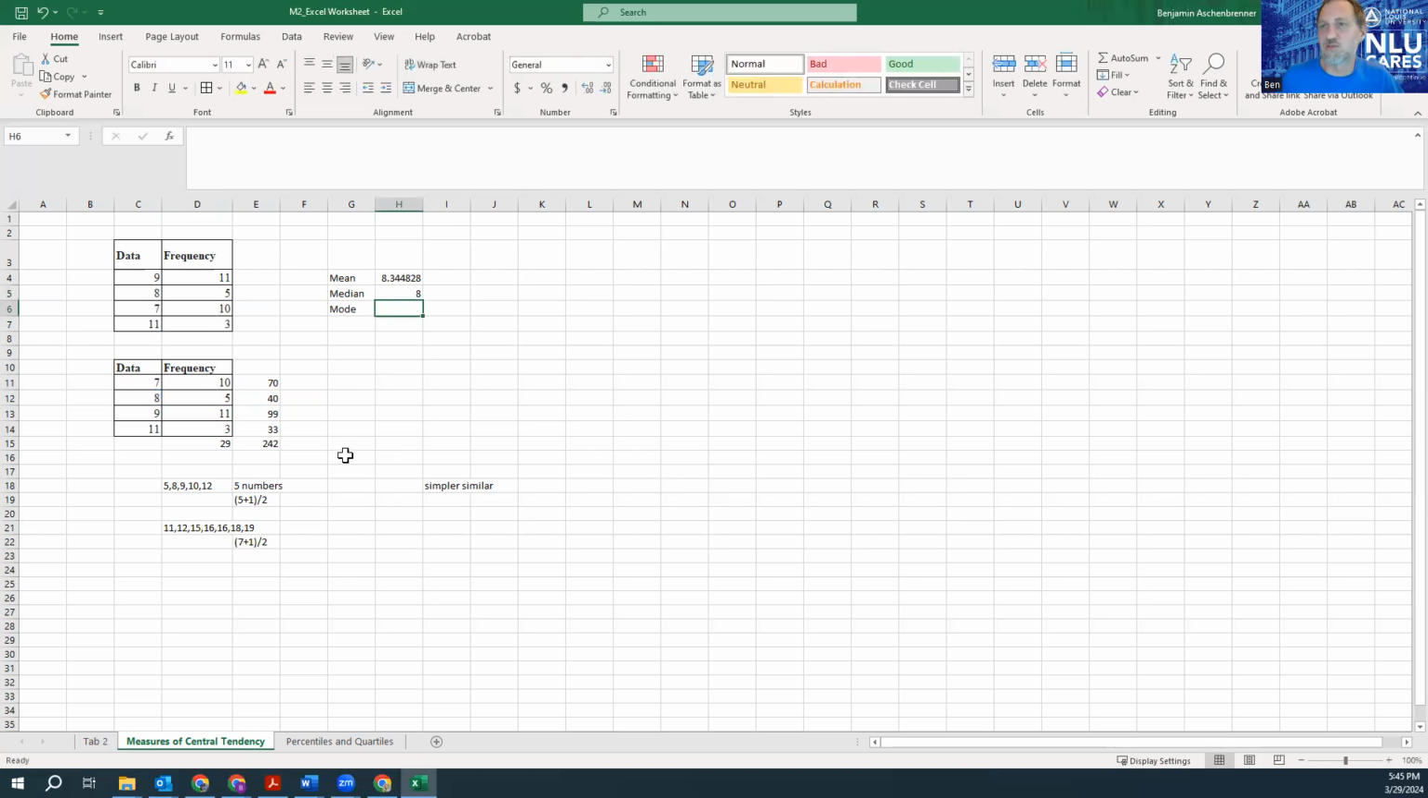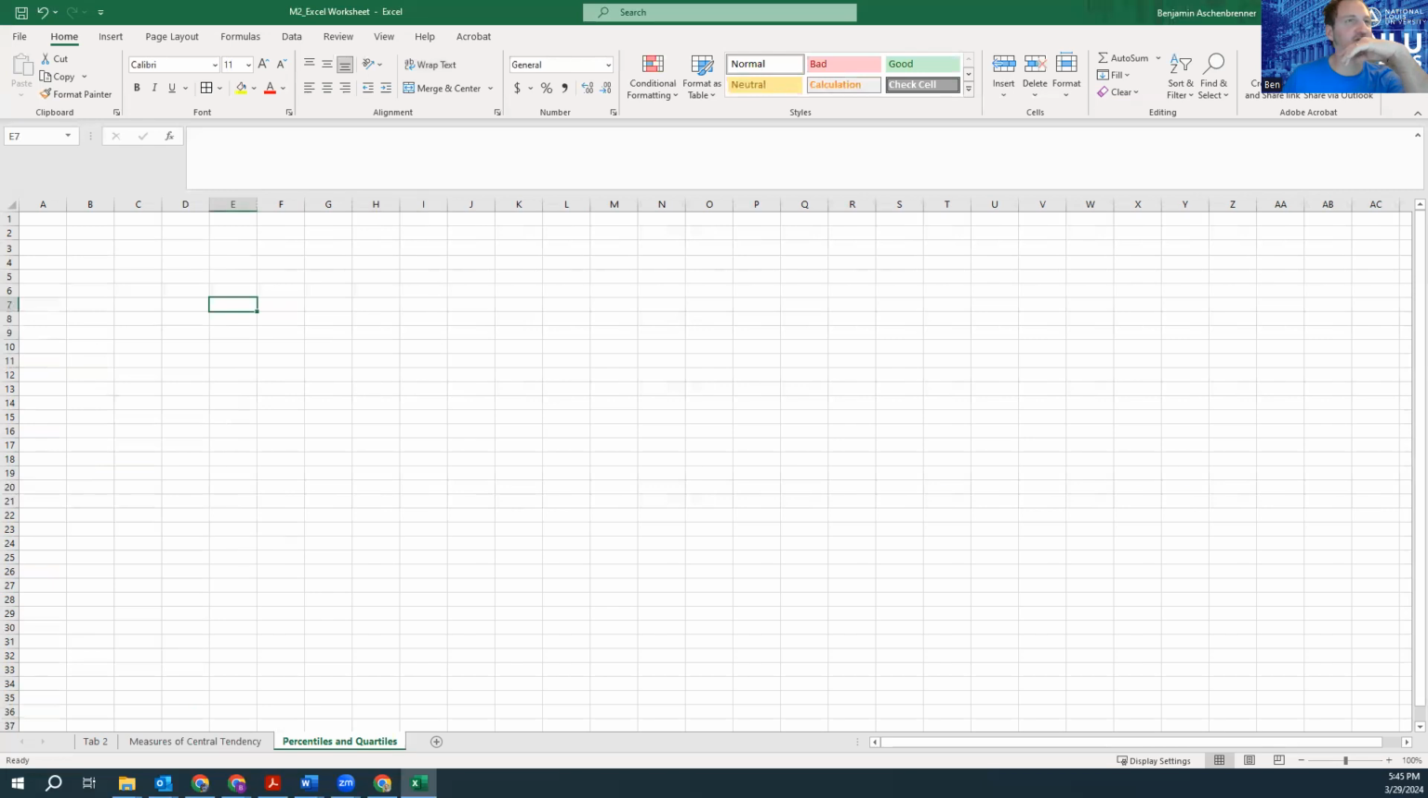And then the mode is the most frequent, and so that is going to be the 9 because there are 11 of those. So these are all sort of in the center. They're measures of the center, and they're different ways of saying what the center is, what's typical. It's a good way to think about that. Okay. Let's move on to the percentiles and quartiles.